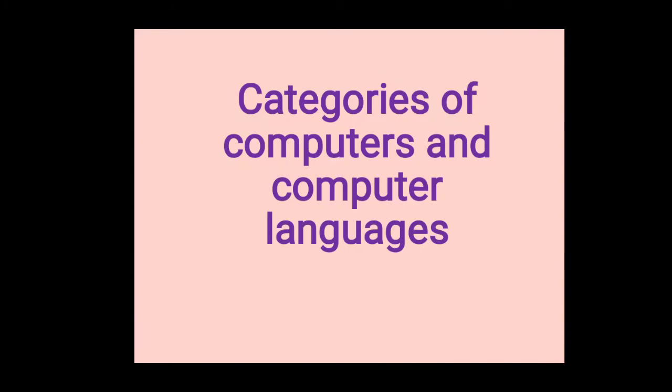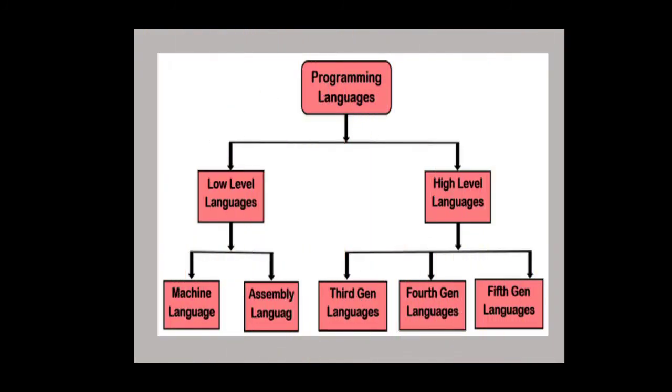Already we have started with the lesson categories of computers and computer languages. Last session we saw the types of computer languages we have. Here in this picture we have two different categories, that is low level languages and high level languages. Already we have seen what machine language and assembly language are, and now in this session we are going to see high level languages. Under this we have two categories in our book: third generation languages and fourth generation languages.